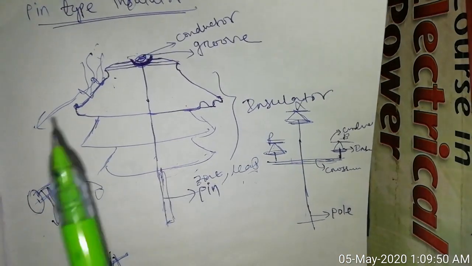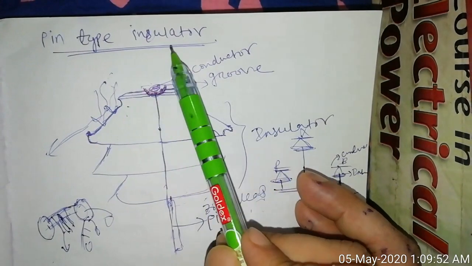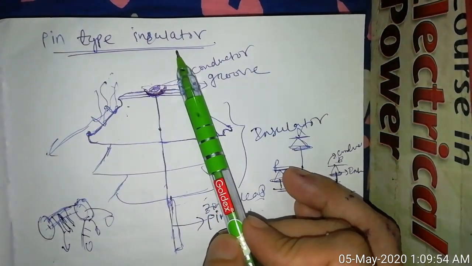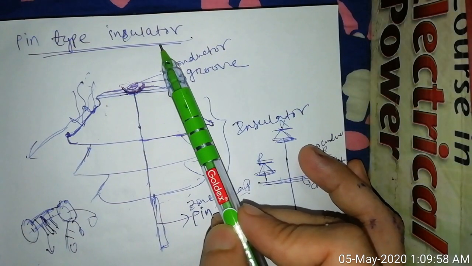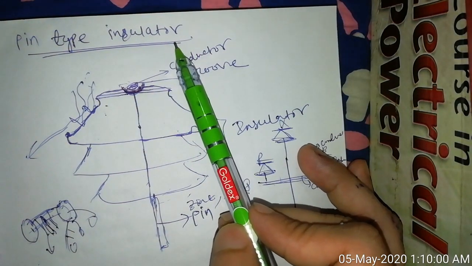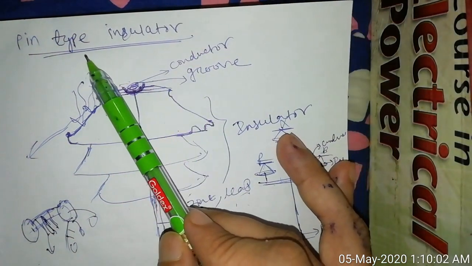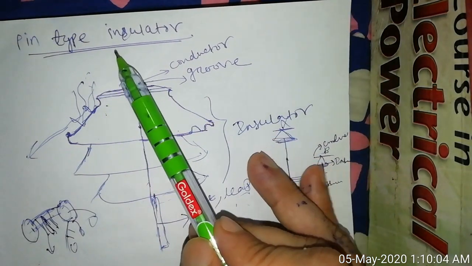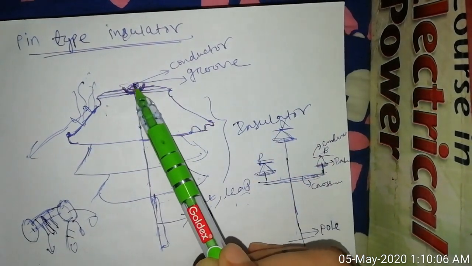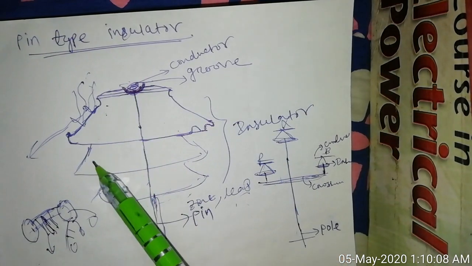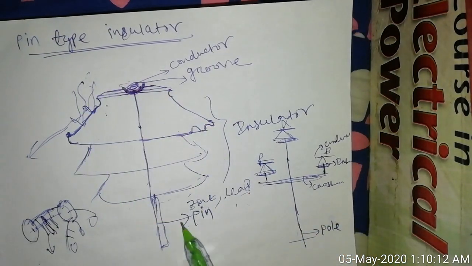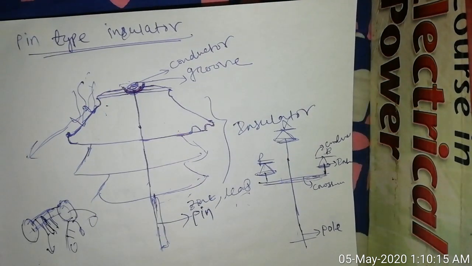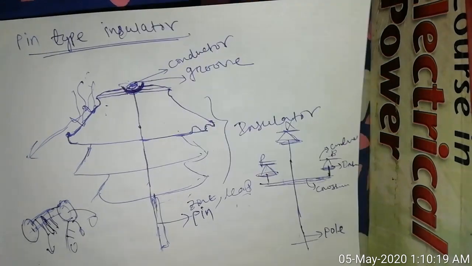Basically, there is a difference between a pin type insulator and a suspension type insulator. There are basically three types of insulators: pin type insulators, suspension type insulators, and strain insulators. What is the difference between a pin type insulator and a suspension type insulator? In a pin type insulator, the conductor is placed above the insulator, whereas in the case of a suspension insulator, the conductor is placed below the suspension insulator. So this is the basic difference.